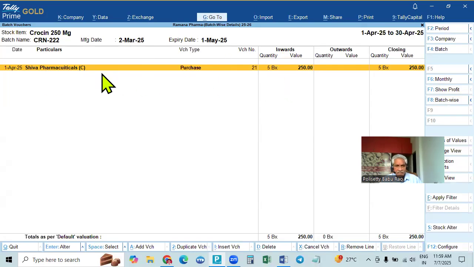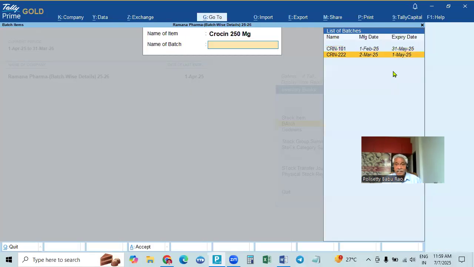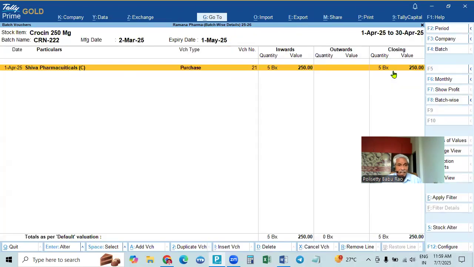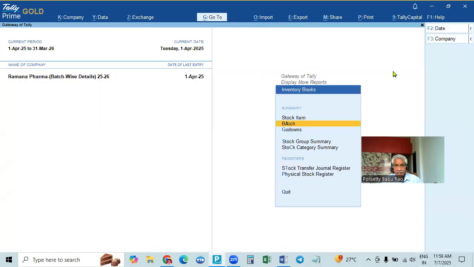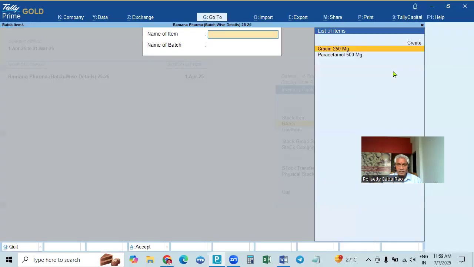So is this a purchase or sale? It is a purchase, so the supplier name. We purchased 5 boxes in this batch, and there is no sale. But in this case, the expiry date is not showing. Expiry date is not showing. That's all, only this one we purchased, and then come down to paracetamol.